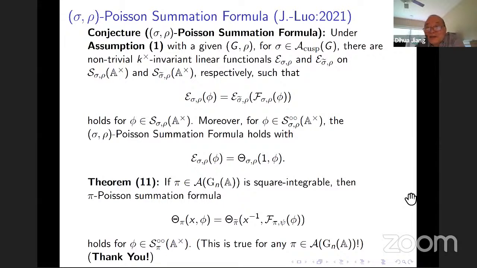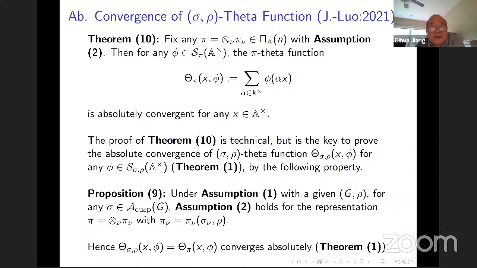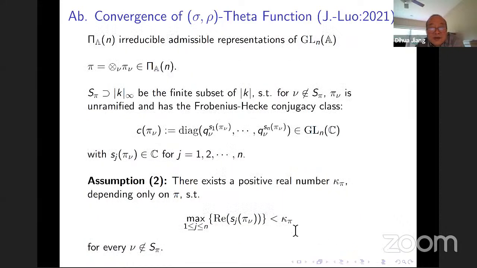I would like to ask regarding the uniform bound. Uniform bound. You had another conjecture on some bound. Which one? You mean the assumption two?